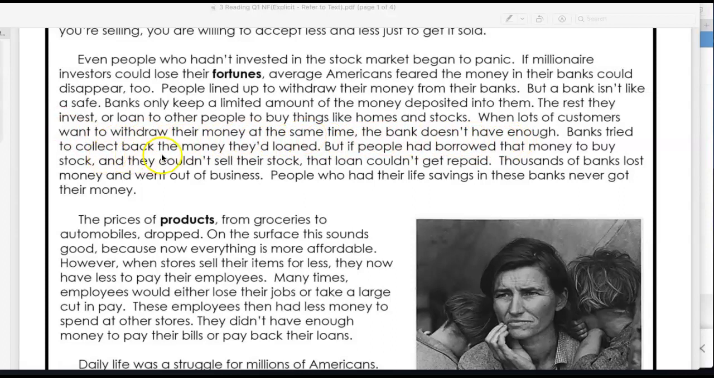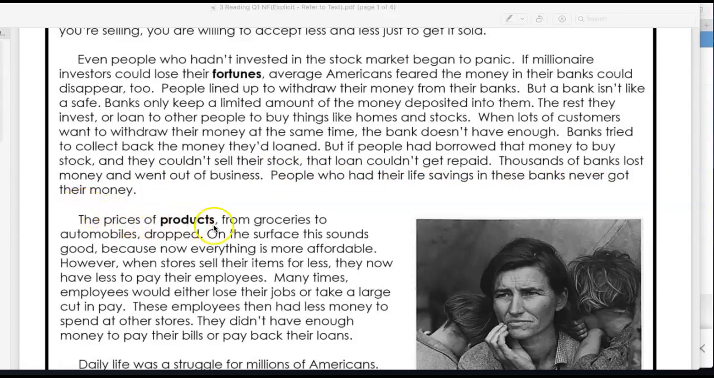Banks try to collect back the money they'd loaned. But if people had borrowed that money to buy stock and they couldn't sell their stock, that loan couldn't get repaid. Thousands of banks lost money and went out of business. People who had their life savings in these banks never got their money.